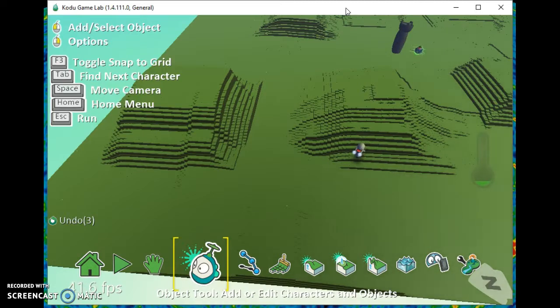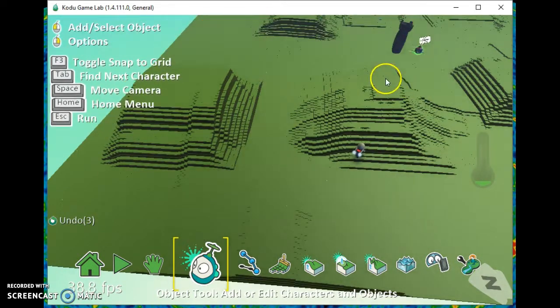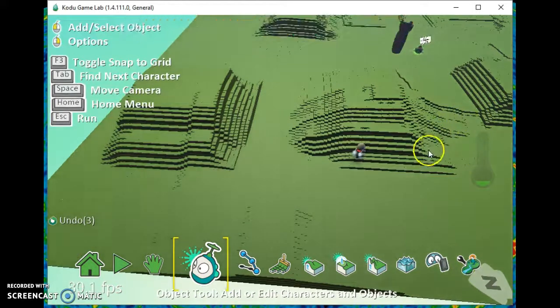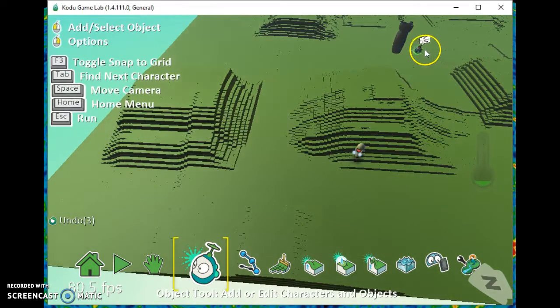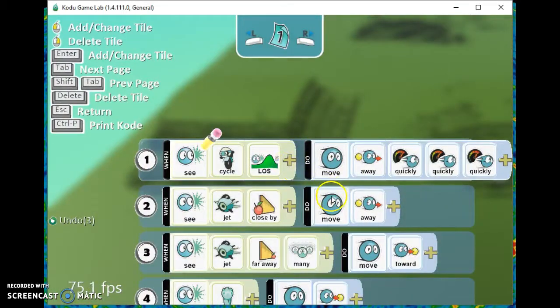So, in this example, I have got this jet object up here. And the jet is a creatable that gets generated by the castle. It will generate about 40 of them. And how I've programmed the jet is it's supposed to respond to other jets.